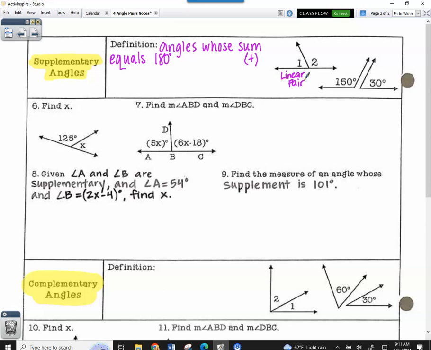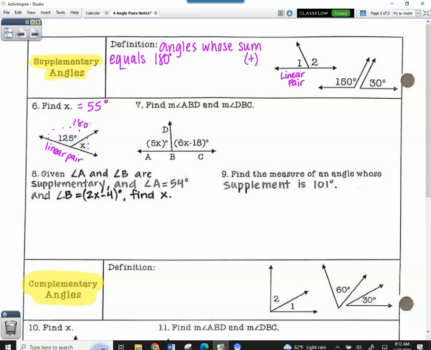For 6, what'd you get? Anybody want to tell me? I heard it. 55. For 6, you can look at the picture. This is actually a linear pair, which means they do add up to 180. I can see that it opens up to a flat line, so I could do 180 minus 125, and I get 55.